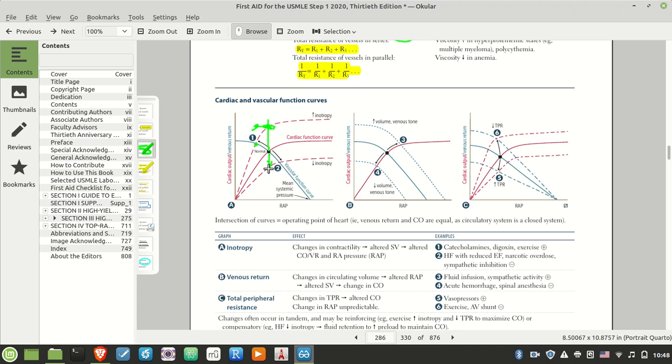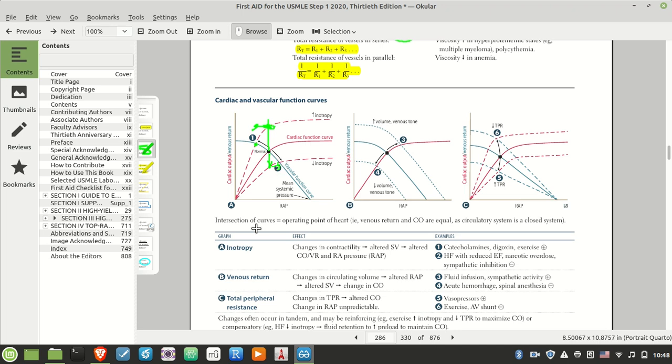you also end up having a change in your venous return. Why is that? Well, if you're not pumping out as much blood, you can't start receiving the same amount of blood you were receiving before. That also has to change. All right, and look at this. Look how nice this is. And here we go.